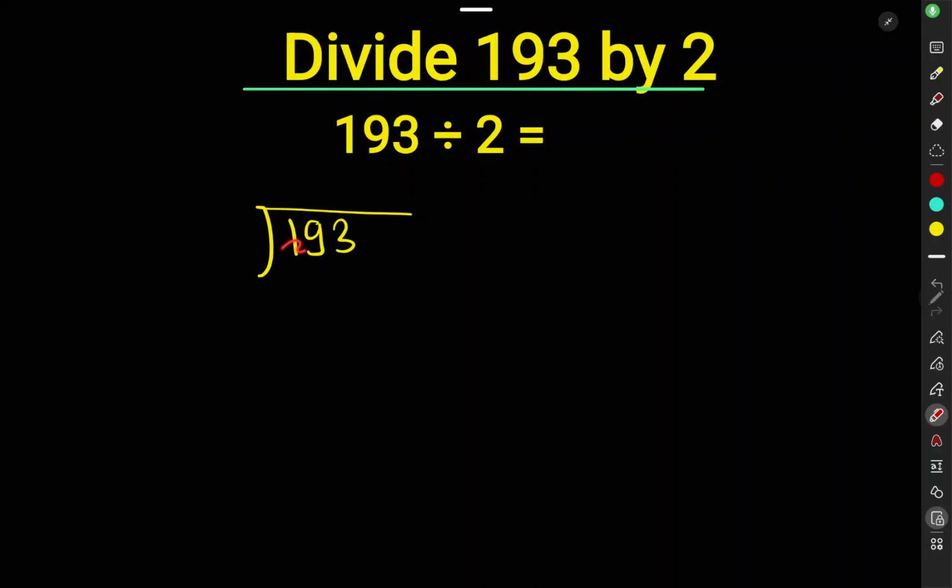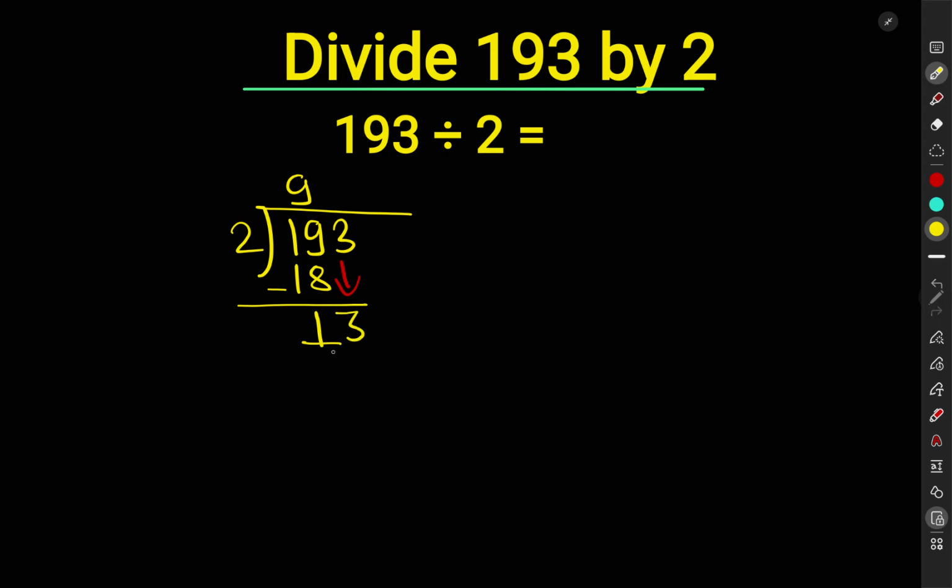We divide 193 by 2 in a long division method. So 2 times 9 means 18. On subtracting we got 1. So now this 1 is less than 2. So we put down the number beside this, 3.